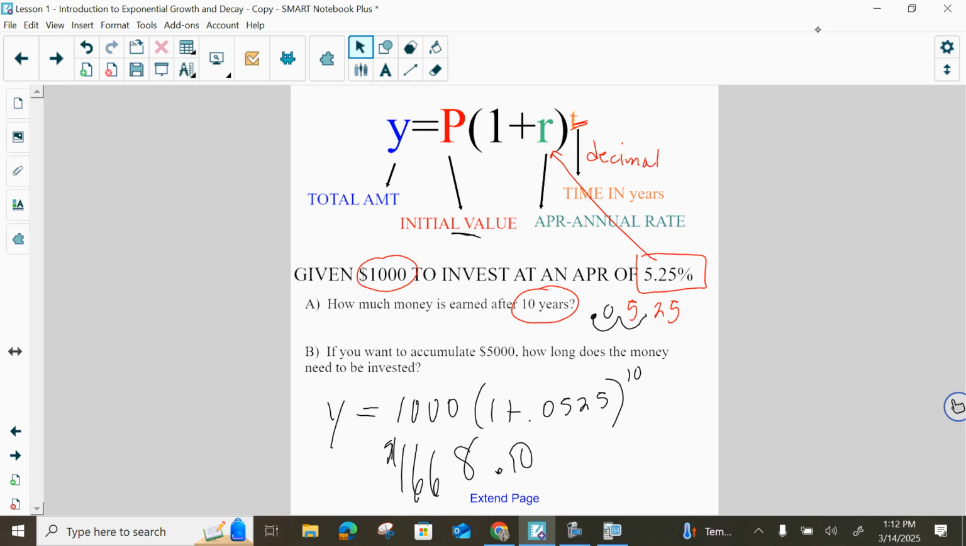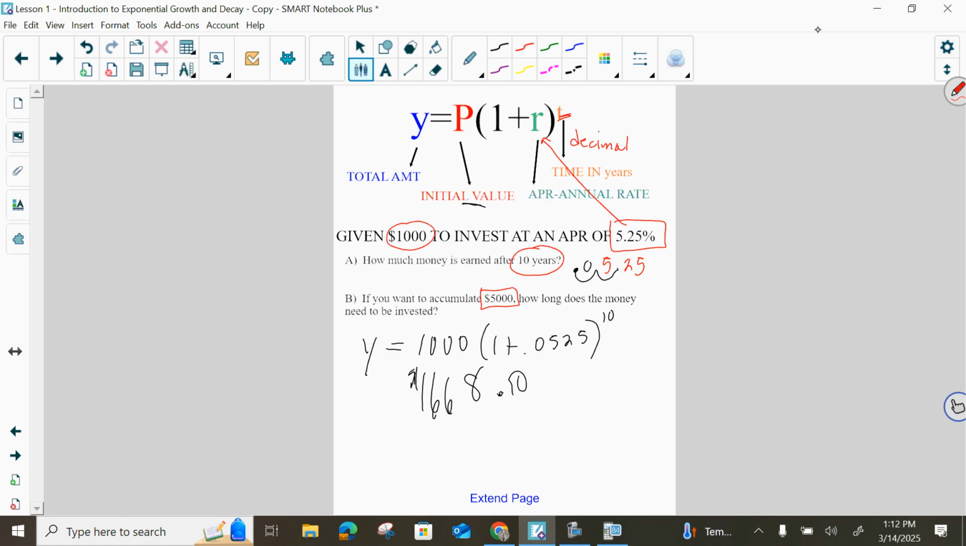Nice and easy. All right, so now this question asks, how long to accumulate to $5,000? Theater, where do you think 5,000 is going to go? If we look at our original equation, P, R, T, Y, where's it going to go? I want $5,000. It would go in the Y, okay? So I'm going to get $5,000. I'm still starting with 1,000. I still have 5 1/4, but I don't know how long it takes.